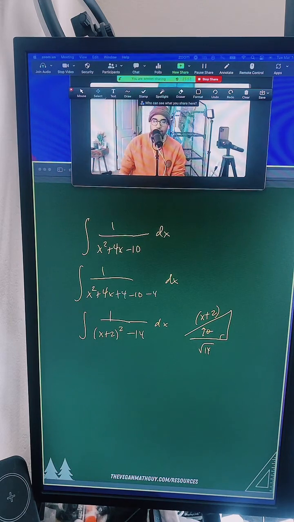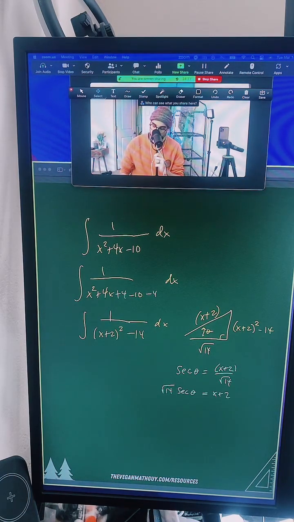And so now on this right side, we're going to have x plus 2 squared minus 14. Think about why I got that. Again, if you watch the replay on YouTube, make sure you pause the video and try to work out why these sides are what they are. And so now we can say that secant theta is equal to the hypotenuse over the adjacent, so x plus 2 over root 14, meaning that root 14 secant theta is equal to x plus 2.